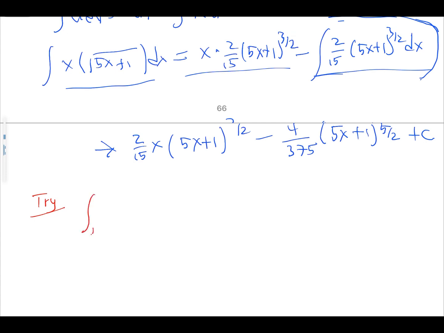So try this question, which is the definite integral with a limit from 1 to 2 of ln of x using integration by parts. And at the end of the day, you are supposed to get your answer to be 0.386. So please try a hand on it.